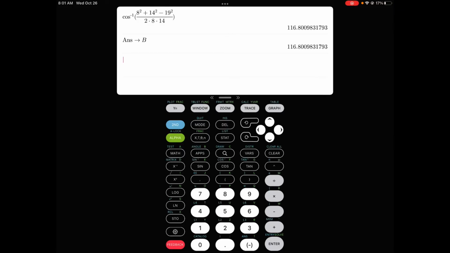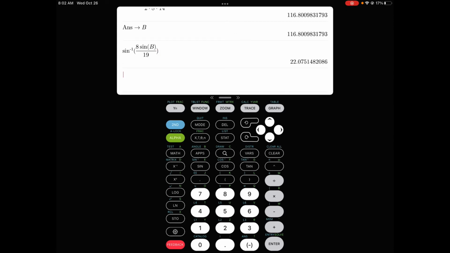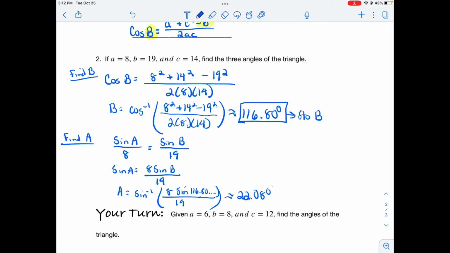Okay, you are next asked to find angle A. So angle A is equal to the inverse sine of the fraction, 8 sine of my angle B, so alpha B, divided by 19. And you get that angle A is 22.08. So I'm going to store that in alpha A. We get A is approximately 22.08 degrees.